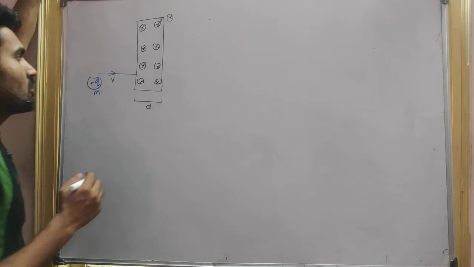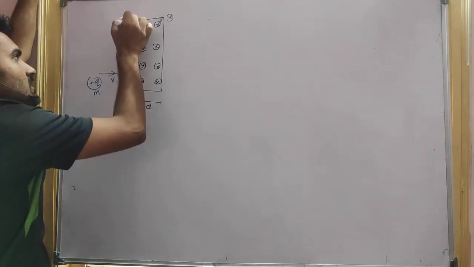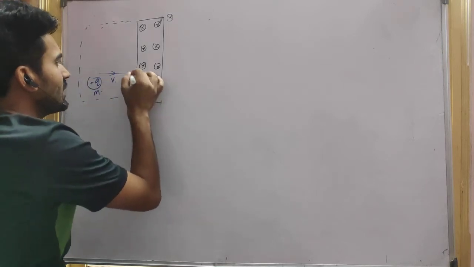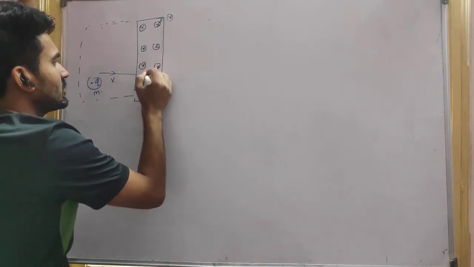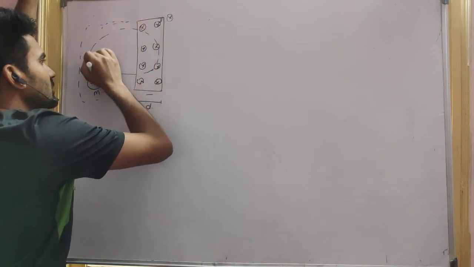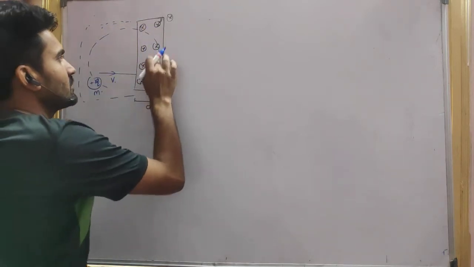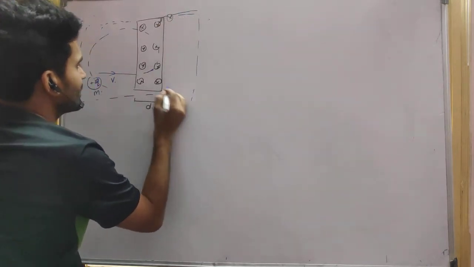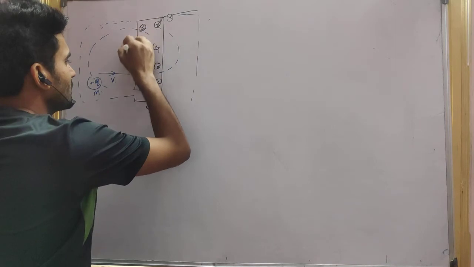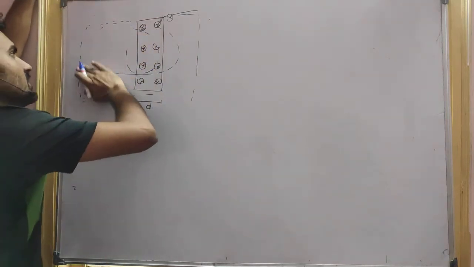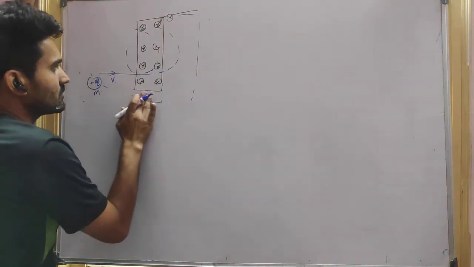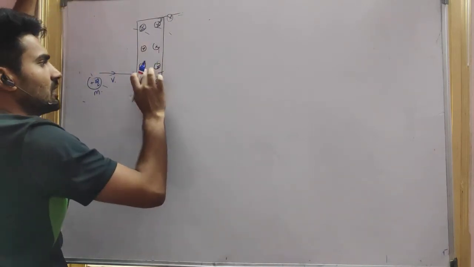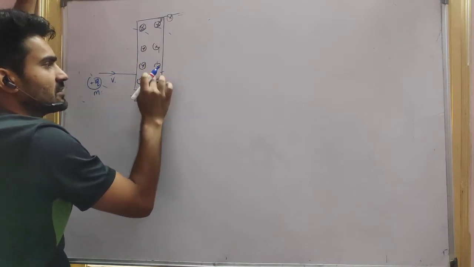Why so? Because to create the full circle, the magnetic field should extend this much, so that if it enters here, it will create the circle like this. Yes or no? If the field is here also, it can create the circle like this. But if you see carefully, the field is this much only. Will it be able to create the circle here? I think it will not be able to create the circle.